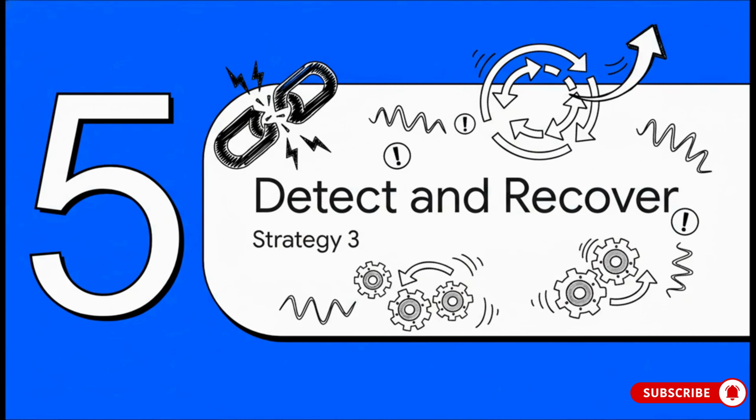Okay, so we've covered prevention and avoidance. But what if you have a system where those are too expensive or too restrictive? The third option is to just let deadlocks happen. You don't try to stop them. You just have a system in place to periodically check if a deadlock has occurred, and if it has, you take steps to fix it. This is the detect and recover strategy.